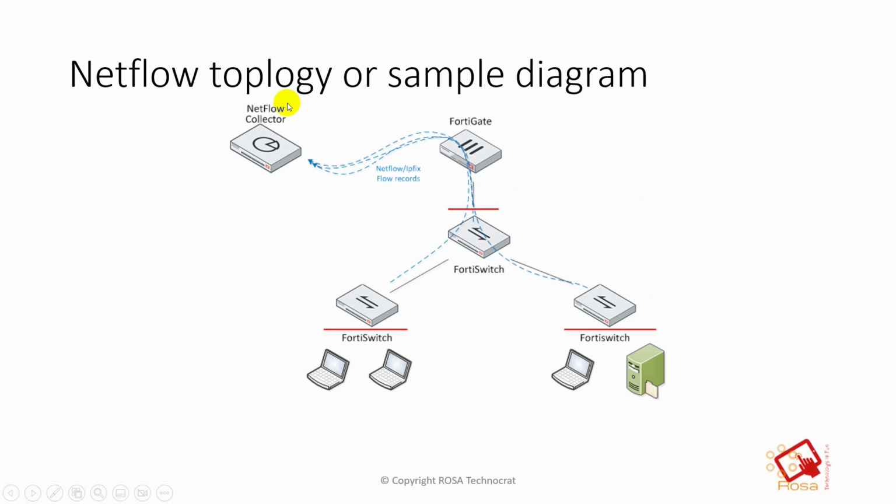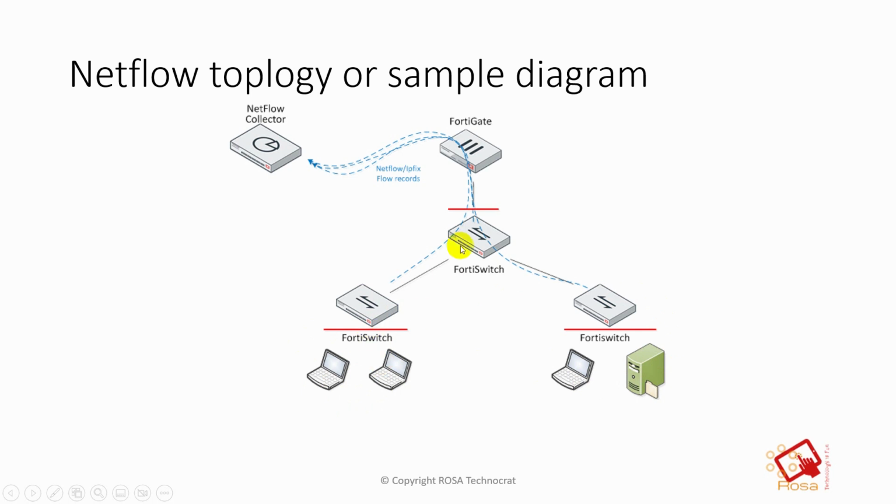So this is a sample network topology diagram for NetFlow. It's not a standard diagram, but I'm just trying to illustrate how NetFlow works. For example, here you can see I have represented a FortiGate, and any traffic that is passed between these two devices, the FortiSwitch on the left with the laptops or devices, and the communication to the FortiSwitch on the right with the PC.